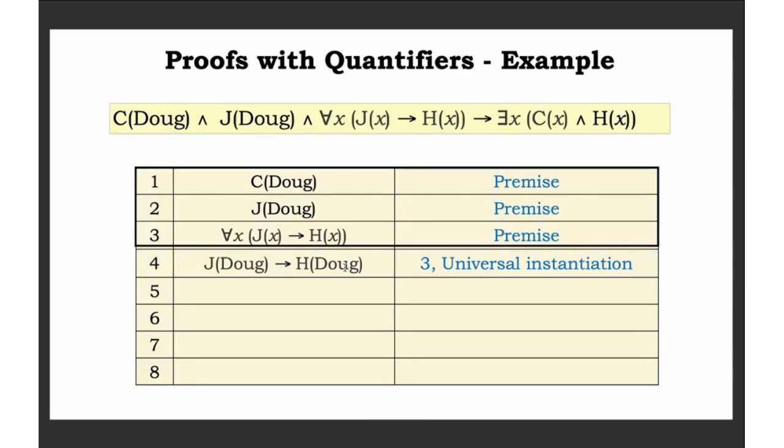then H of Doug. So for any person, I can go from this universally quantified statement to a particular statement. And this will help me apply the rules of inference. Now I can apply the rules of inference using 4 and 2. Because I know that J of Doug is true, which means that H of Doug must be true. Now I can apply modus ponens. All right? What should I do next?